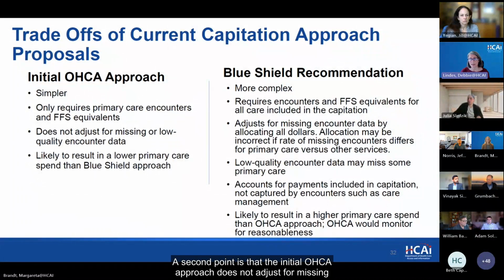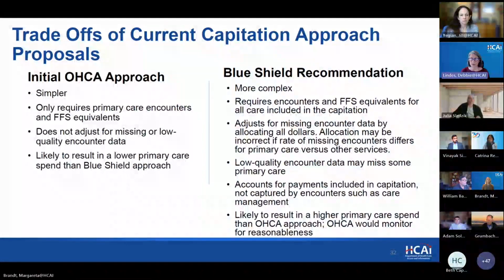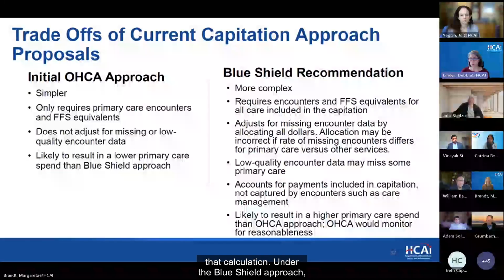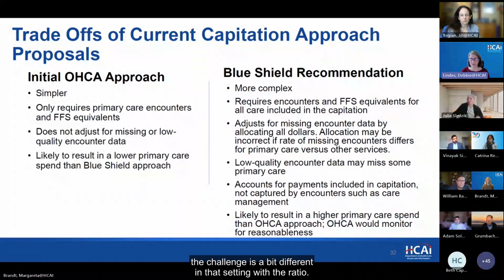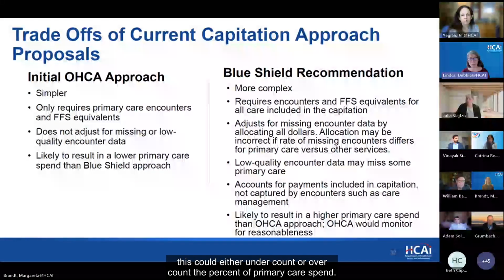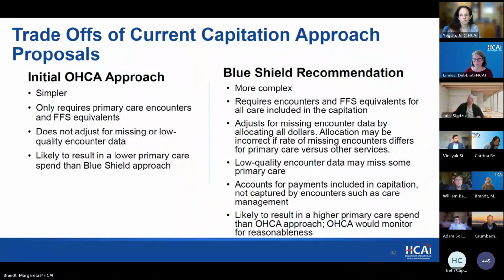A second point is that the initial OHCA approach does not adjust for missing encounter data. So spend that's associated with missing encounters would be completely missed in that calculation. Under the Blue Shield approach, the challenge is a bit different. In that setting with the ratio, if encounter completeness varies by the care setting, so primary care versus other professional encounters, this could either undercount or overcount the percent of primary care spend.